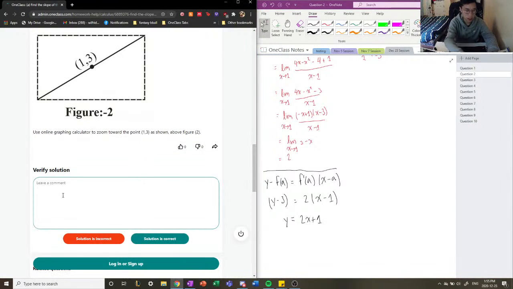Other than that, the solution is correct. Good work.